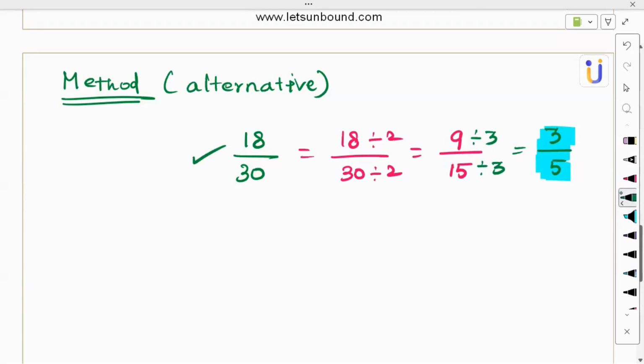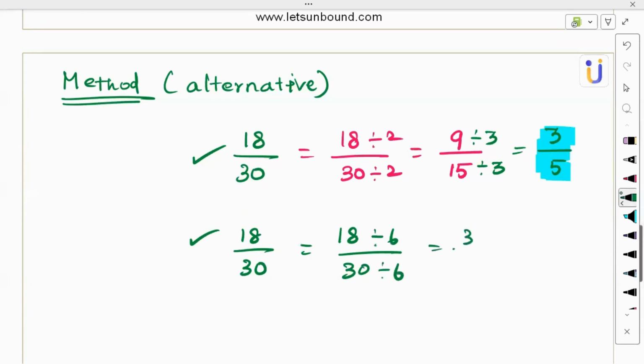And some of you might be aware that 18 and 30 both come in the 6 table, so directly you can divide by 6. Without finding the factors or the highest common factor, you will get 3 by 5. So whichever form suits you and helps you, you can just use that.